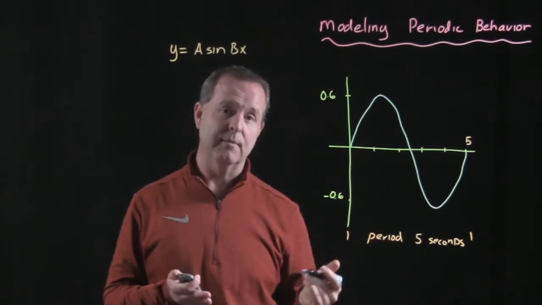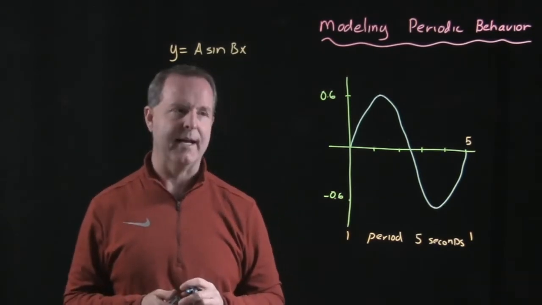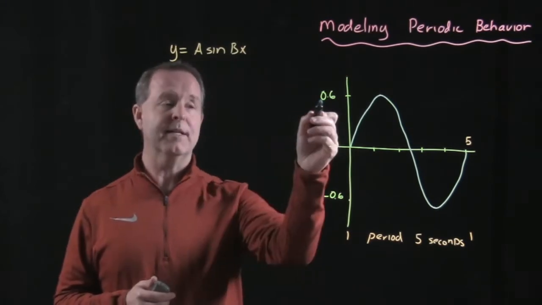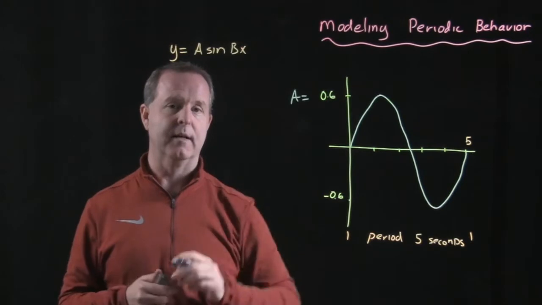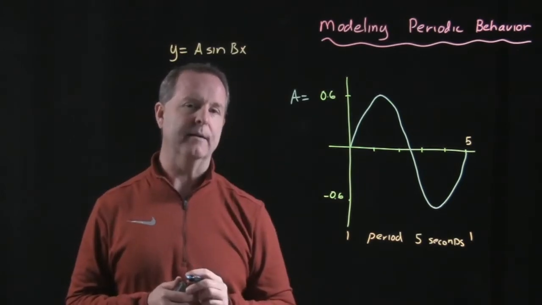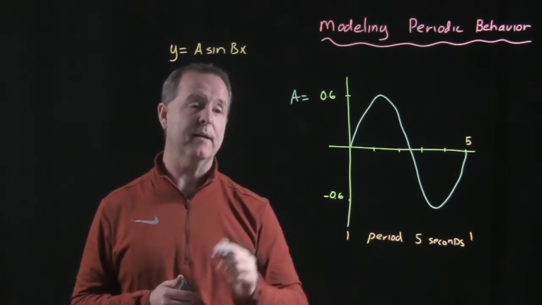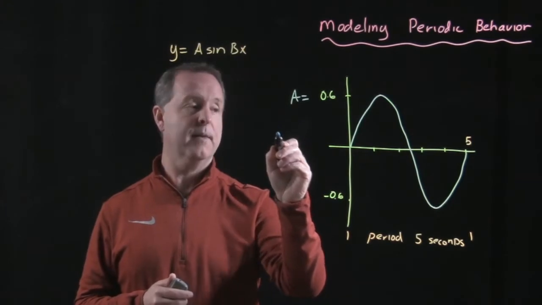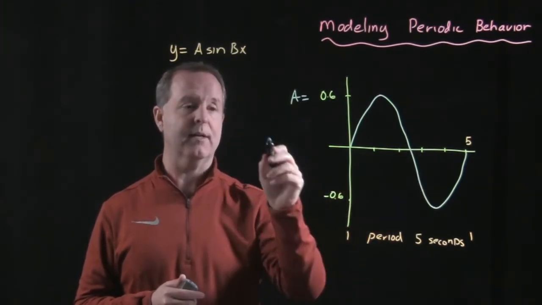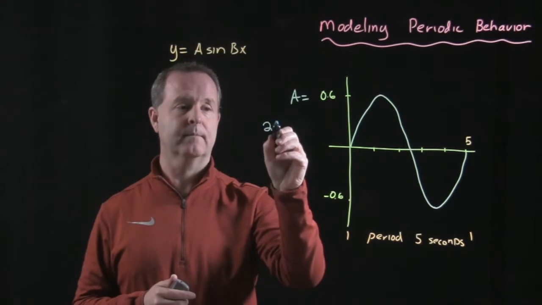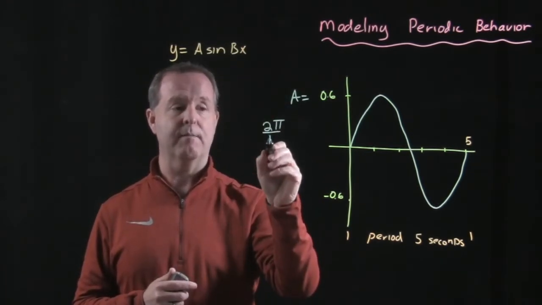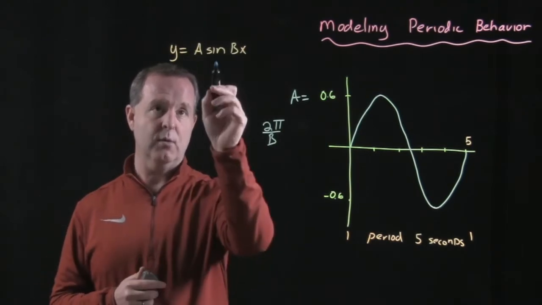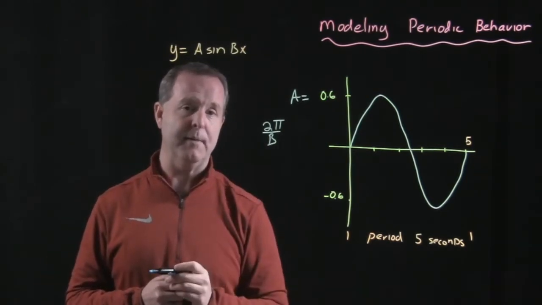Can we do this problem backwards? Well, sure we can. Amplitude is 0.6. Done. That was good. But how do we find the value of b? Well, do you remember the value of b was where we took the value over the period. The period in this particular case was 2 pi of a total sine graph, and we divided it by the value of b.